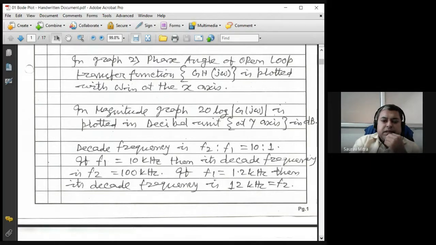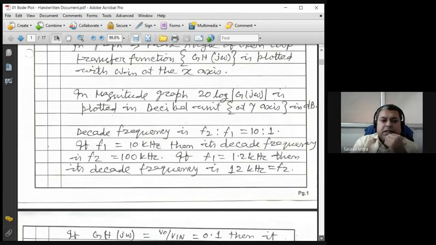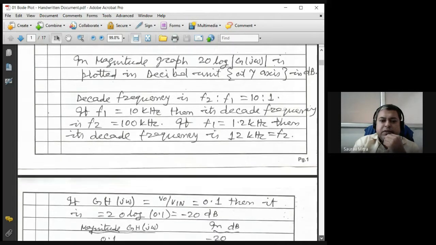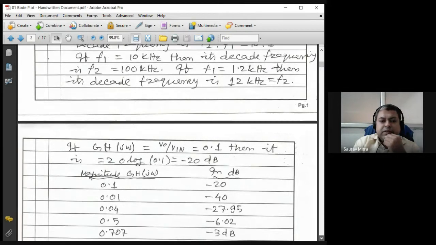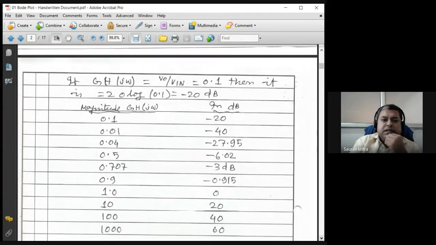Decade frequencies, f2 to f1, is 10 to 1. So if we take 10 kilohertz, 100 kilohertz will be its decade frequency. If we take 1.2 kilohertz, then 12 kilohertz will be its decade frequency. Now G(jω)H(jω), which is V output by V in, is equal to 0.1. In that case, it is 20 log 0.1, that is equal to minus 20 dB.